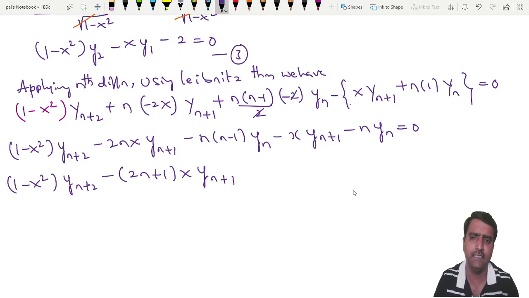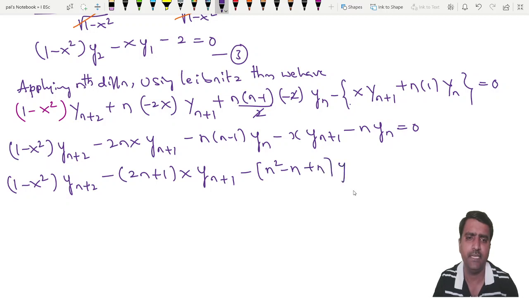If you take minus x common factor from these two terms, what remains here is 2n and here is 1. So x into yn plus 1. And from this one you take minus common factor, minus n into n is n square minus n. If minus comes outside, it becomes plus n into yn is equal to 0.